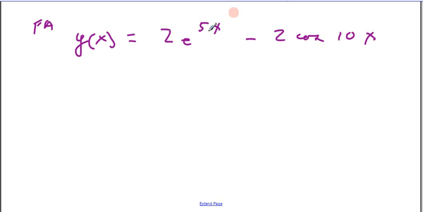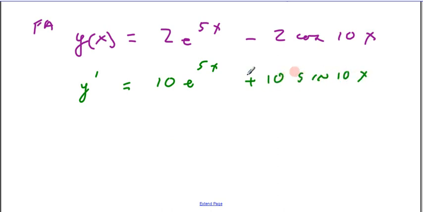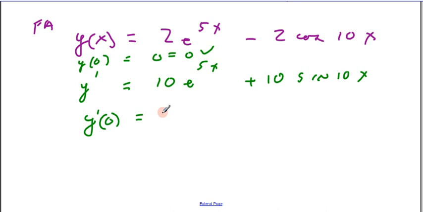And we're going to check that, so y prime is 10 e to the 5x plus 10 sine 10x. And we're going to look at y at 0. Y at 0 is supposed to be 0. It is 0. Checks. Okay, so y prime at 0 is supposed to be 10, and that checks.